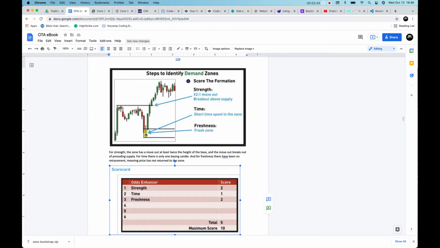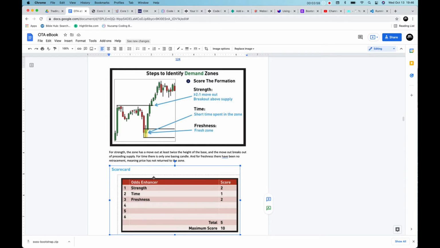So price did not spend a great deal of time here, which increases the odds that we'll have unfilled orders. The zone has not been penetrated. Price has not returned to the zone, which again minimizes the risk of losing any unfilled orders. Once price returns, any unfilled orders would, of course, be filled at that time.